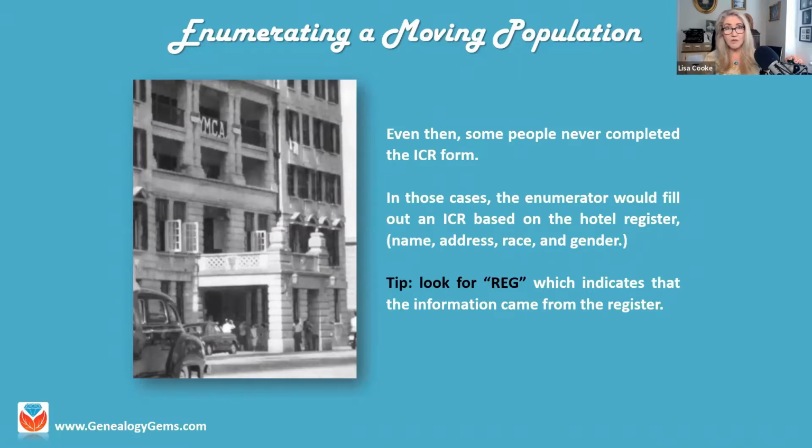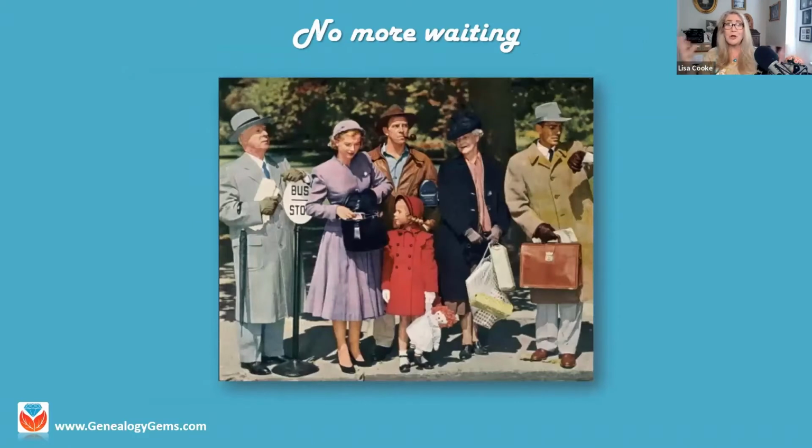They looked at the hotel register. Remember the register that they would mark on the census, REG. So if you see REG on somebody in the census, you may be looking at information about that person that was not gleaned from them, but it was taken from the register of the place where they were staying. So again, that helps us decide how much weight to give it in terms of how accurate it is. Okay, so there's no more waiting for finding people.